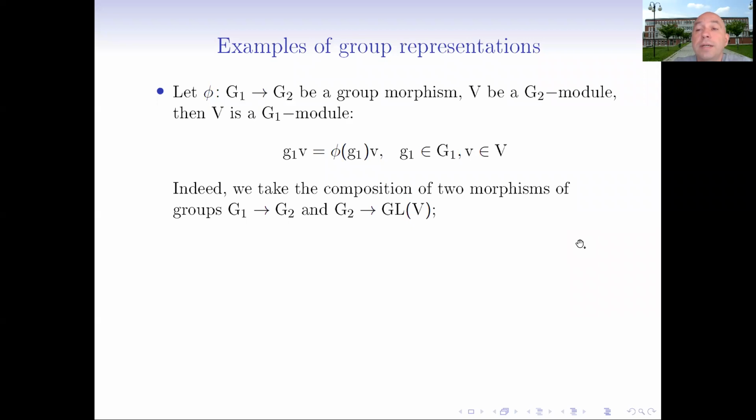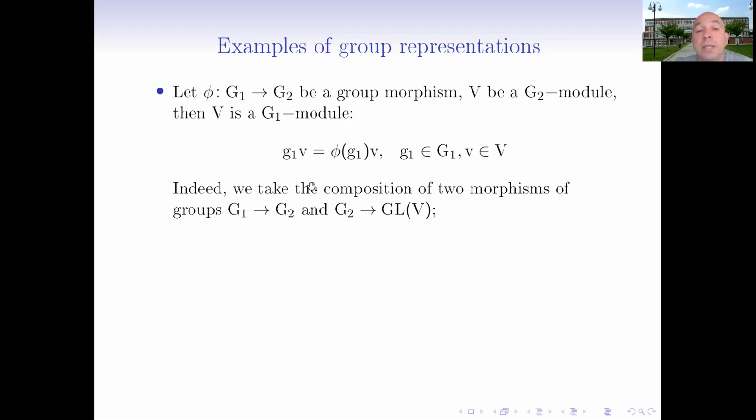There's some other way which we already somehow used before when we talked about subgroups of the general linear group. Suppose we have a group morphism phi from G_1 to G_2, and suppose that V is a G_2-module. Then V is a G_1-module as well. So the action is simple: g_1 applied to v is the same as phi of g_1 applied to v, because phi of g_1 belongs to G_2, and we know how G_2 acts on V. It acts by some linear transformations, thanks to the fact that V is a G_2-module.